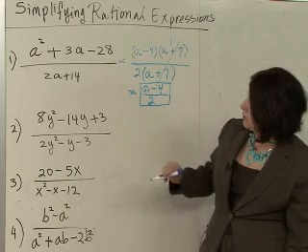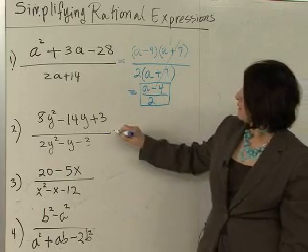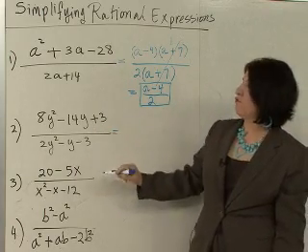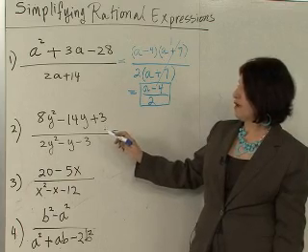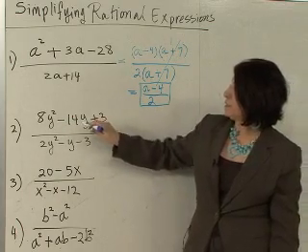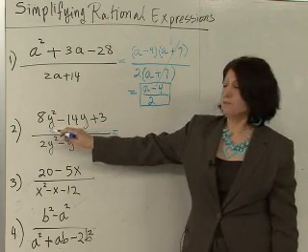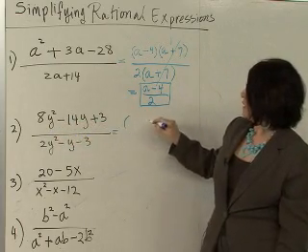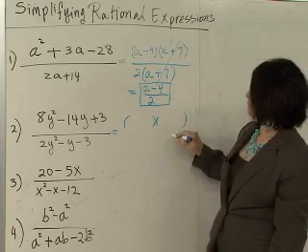Okay, let's take the second example here. Again, I want to reduce or simplify. Remember, step number 1, factor. The trinomial on top doesn't seem to have a common factor. So I'm going to use trial and error to factor that.